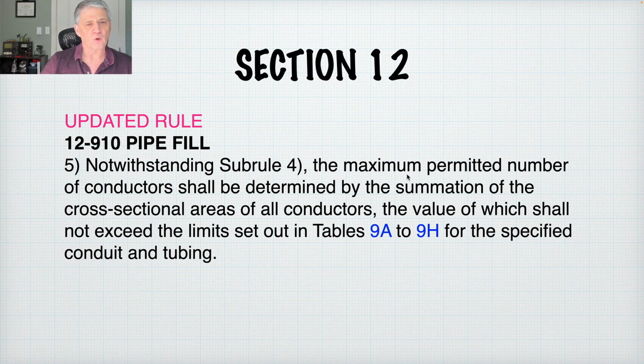Notwithstanding sub-rule 4, the maximum permitted number of conductors shall be determined by the summation of the cross-sectional areas of all conductors, and the value shall not exceed the limit set out in 9A through 9H for the specified conduit or tubing. Maybe later on this course we'll actually do some pipe fill calculations. We'll see how much time we have.